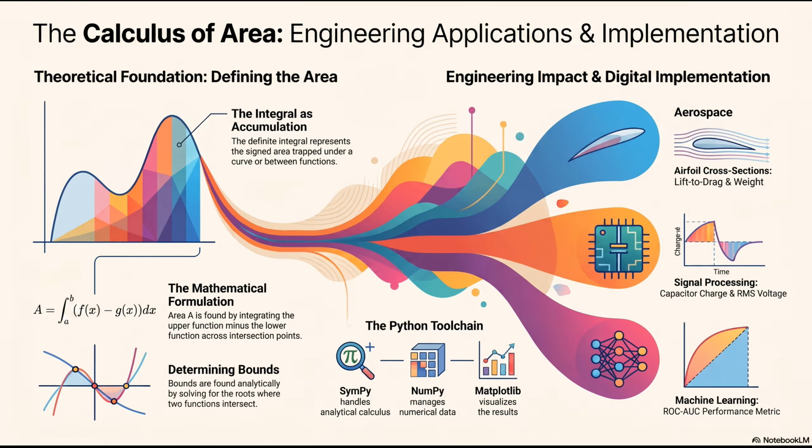Now, the document mentions we find those boundaries analytically by solving for the roots where f of x equals g of x, which sounds, honestly, highly technical. It does sound intimidating, yeah. But when I was reading this, I visualized it a bit differently. I mean, imagine two people, let's call them function f and function g, and they're walking across a massive empty field. Okay, I like this.